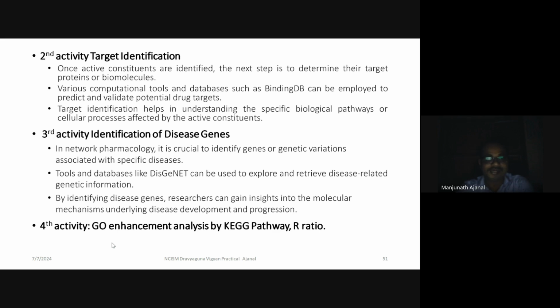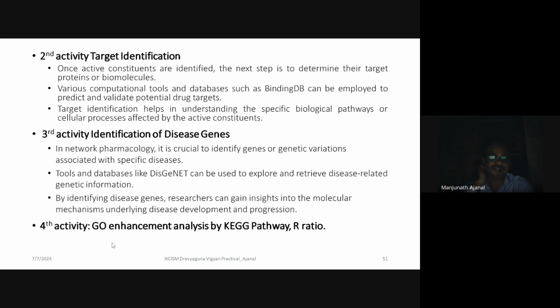And the third activity is identification of the particular disease gene. Once you identify the target, you need to identify which disease it has affinity for. In network pharmacology, this is crucial for the identification of genes. The tool is GeneNet, which is free. Students can explore this website, and they can identify the genes and their related diseases. That requires disease-related genetic information. By identifying the disease genes, researchers can gain insight into the molecular mechanisms underlying disease development and progression. And the fourth activity is whether any particular pathway exists or not.